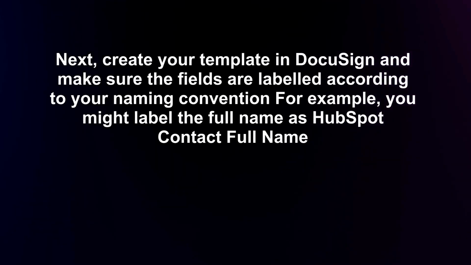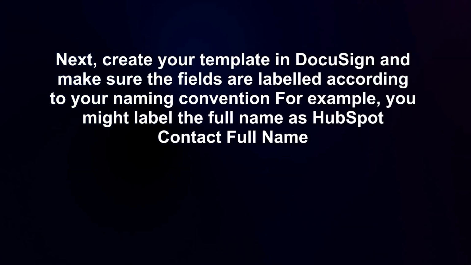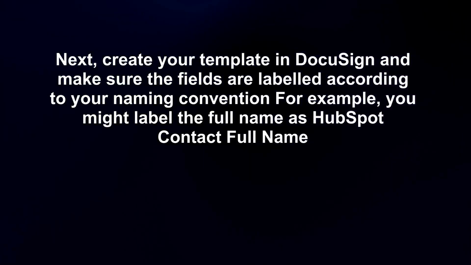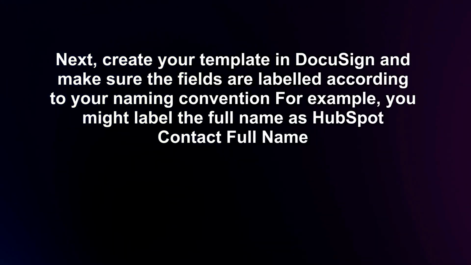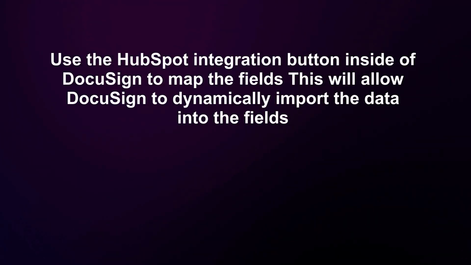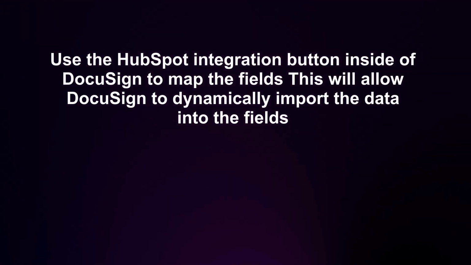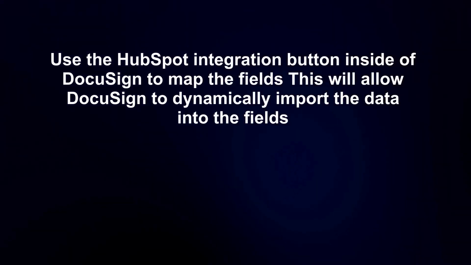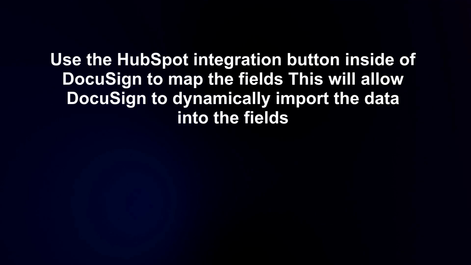Next, create your template in DocuSign and make sure the fields are labeled according to your naming convention. For example, you might label the full name as HubSpot Contact Full Name. Use the HubSpot integration button inside of DocuSign to map the fields. This will allow DocuSign to dynamically import the data into the fields.